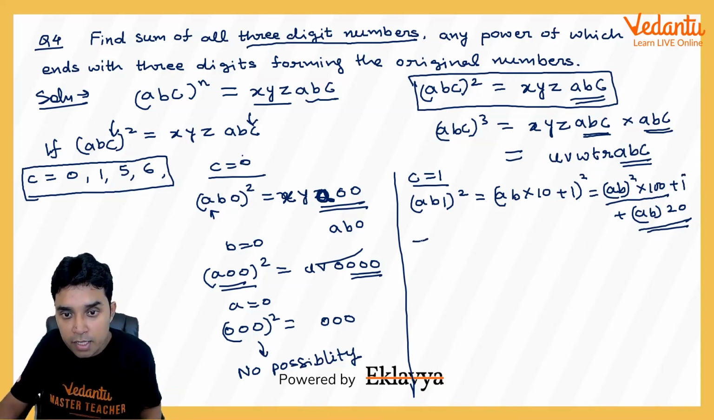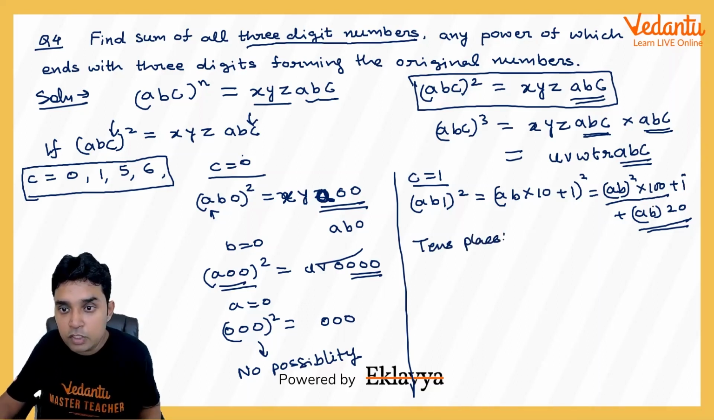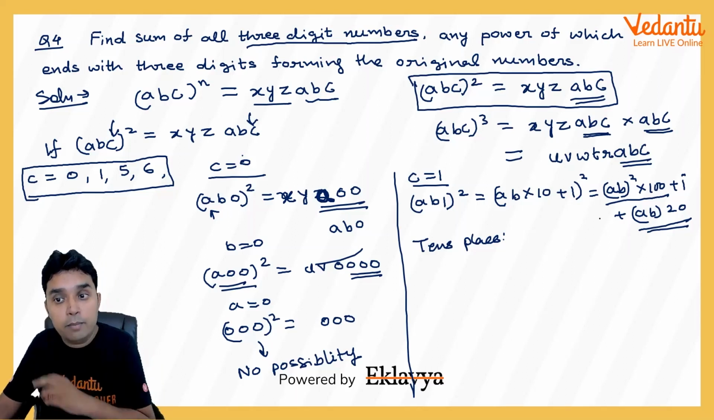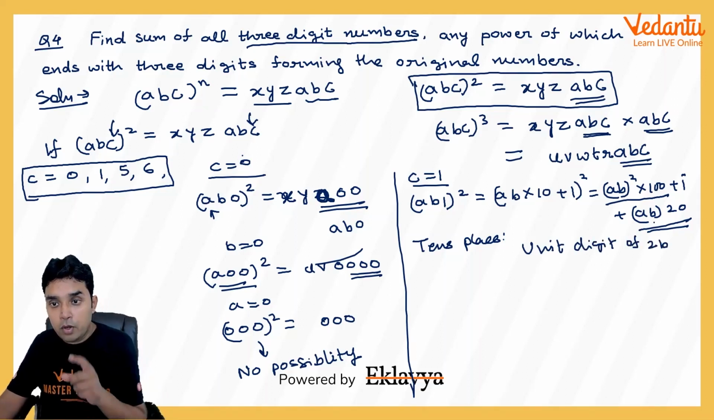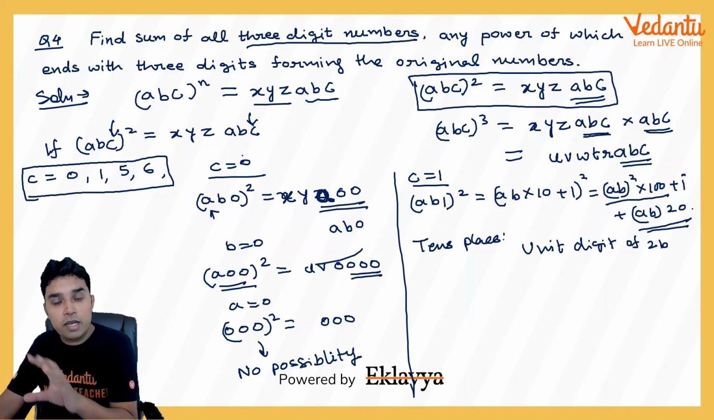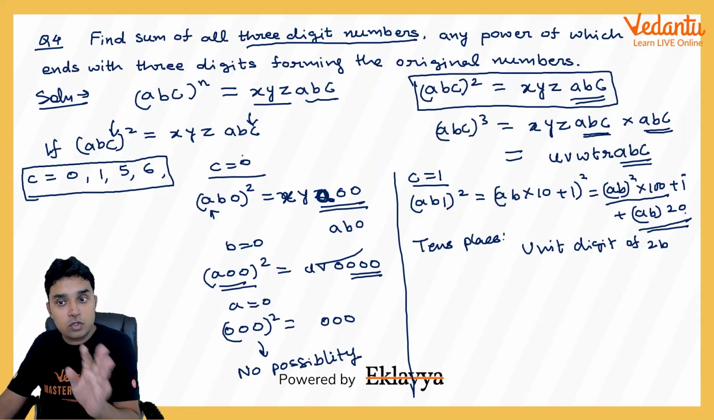But if we look at the tens place on the right hand side, it will be determined only by the unit digit of 2B. Yes or no? Because A has numerical value as A into 10. So multiplied with 20, it will give you last two places as 0, 0.